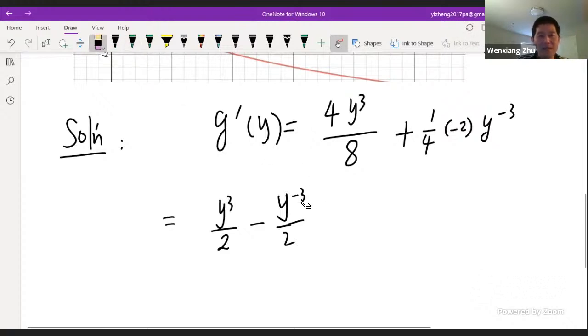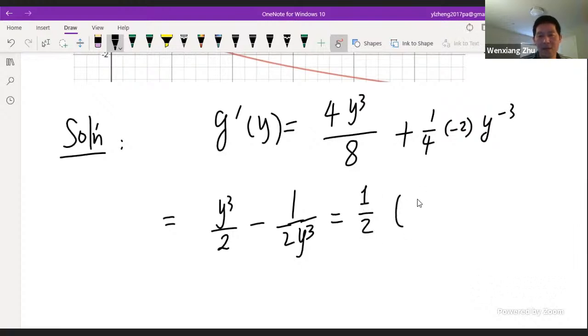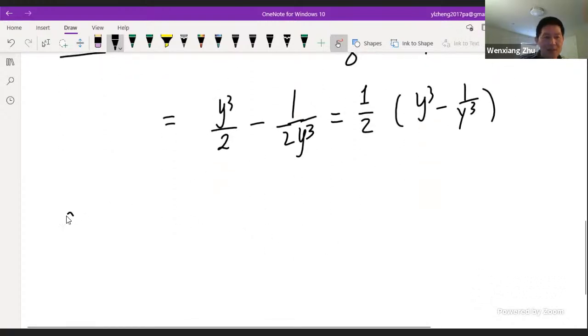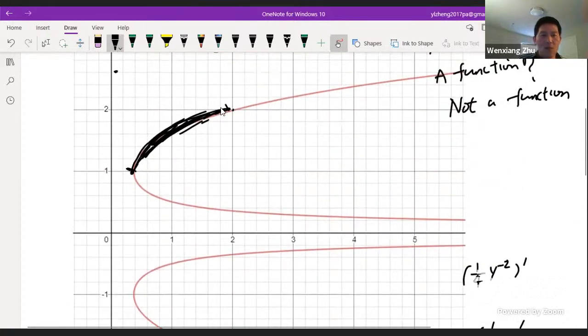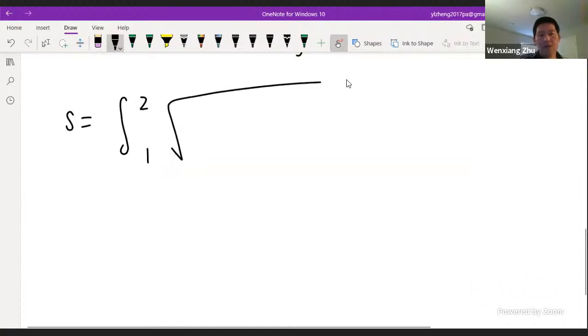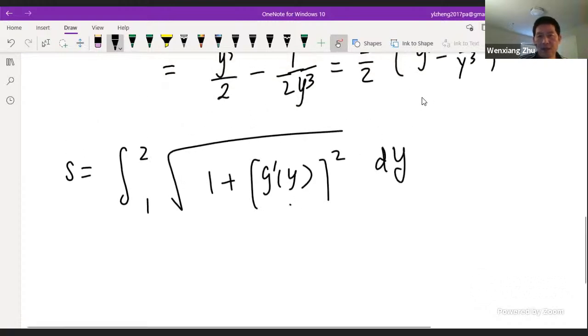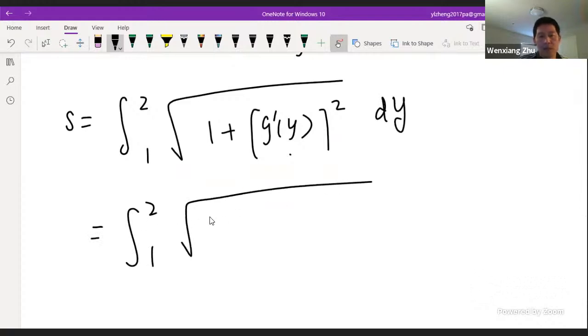Okay. So back here. So y to the negative 3, you can write that as 1 over y cubed, right? So basically like this. Now, you see a common factor of a half. So y cubed minus 1 over y cubed. This is your g prime of y. The reason I do that is because of the arc length. I still use s to denote arc length. The lower bound and upper bound will be the range of y in this case, from 1 to 2, right? So you just need to do the square root of 1 plus g prime of y squared dy. That's the reason I want to do this. So you plug in what we just did, a half of y cubed minus 1 over y cubed. The whole thing, square that.